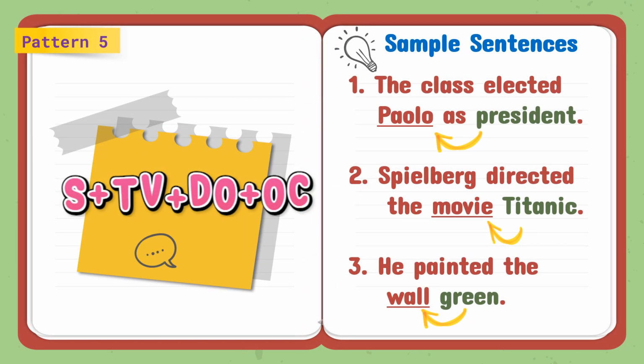1. The class elected Paolo as president. The subject is the class, elected is the transitive verb, Paolo is the direct object. The object complement president identifies the direct object Paolo. 2. Spielberg directed the movie Titanic. The object complement tells what movie. 3. He painted the wall green. The object complement green refers to the direct object wall.